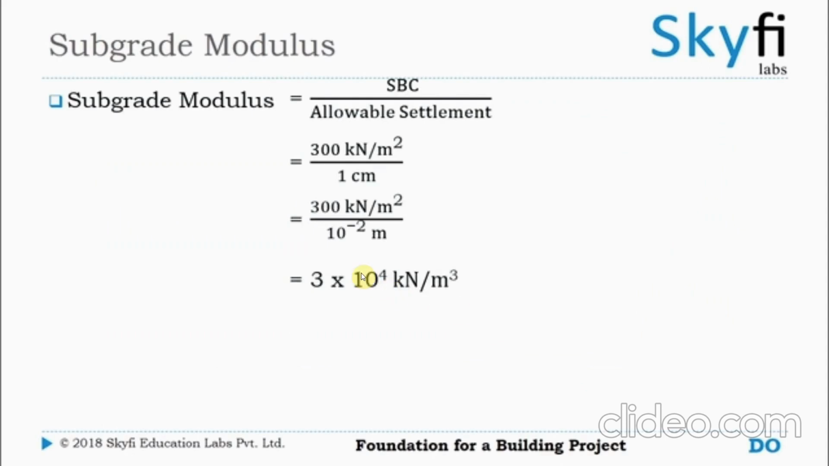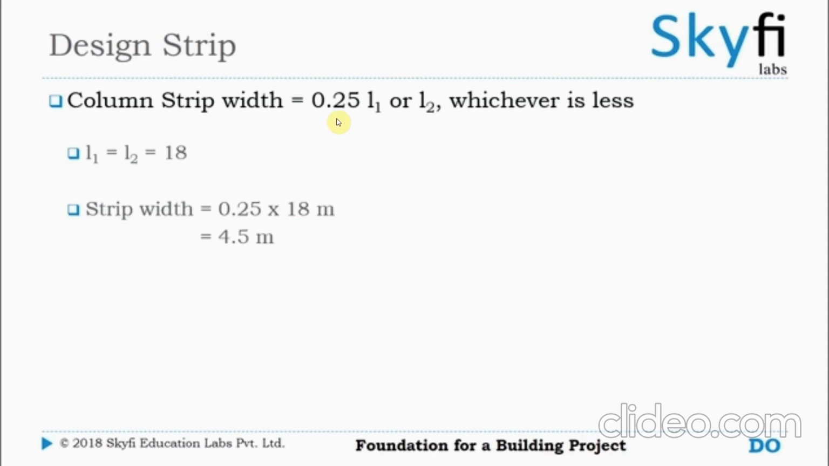The subgrade modulus is equal to safe bearing capacity of soil divided by allowable settlement. Thus the subgrade modulus which we get is 3 into 10 raised to 4 kilonewton per meter cube. The column strip width is 0.25 of the smallest length. Here both the length and breadth are 18 meter, so 0.25 into 18 is 4.5. Thus the strip width we get is 4.5 meter, but for the purpose of accuracy we will construct the column strip width of 4 meter only.